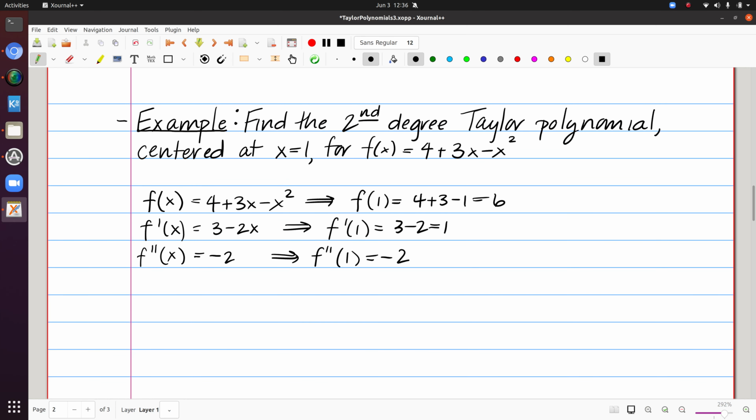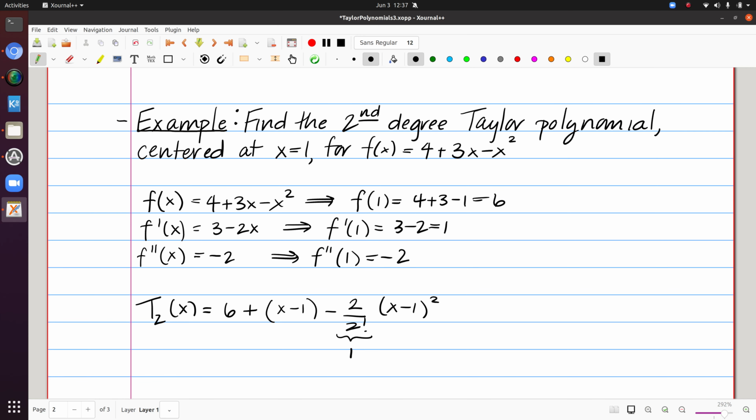So the Taylor polynomial that we're asked for here is f of 1 plus f prime of 1 times the quantity x minus the center 1 minus, because it's negative, 2 over 2 factorial times the quantity x minus 1 squared. So of course this is just going to reduce to a negative 1 out here.